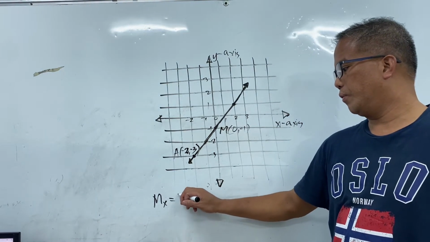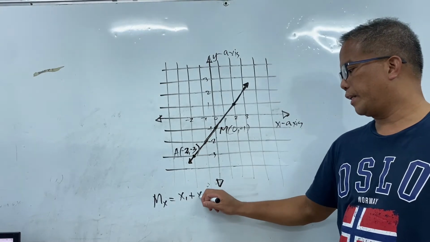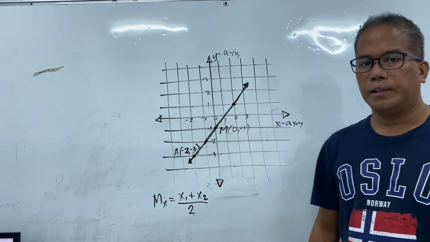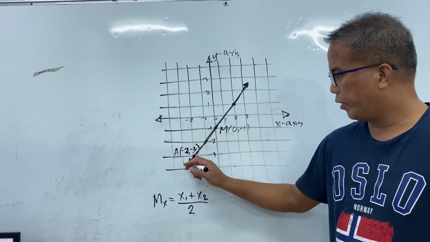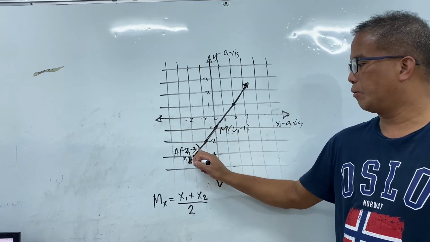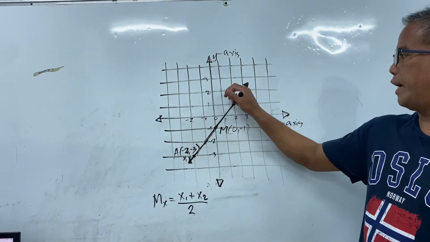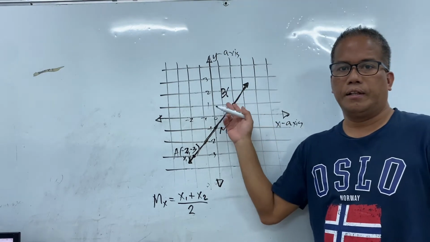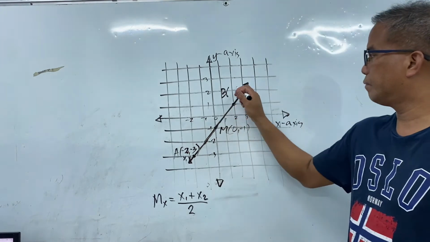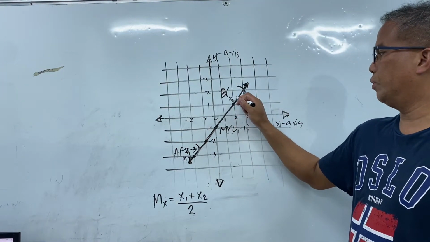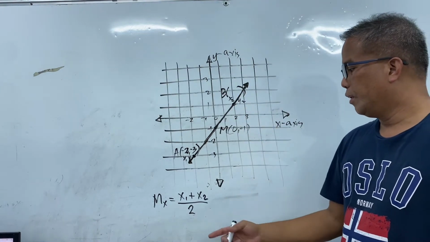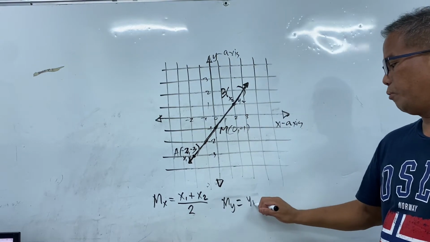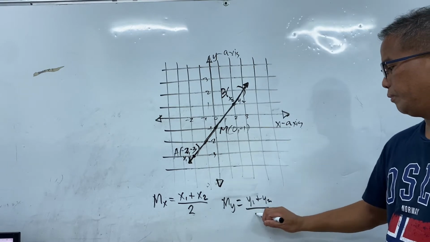Okay. So to find the midpoint, the formula that we are going to use: midpoint of x is equals to x sub 1 plus x sub 2 divided by 2. Let's say this is the first point, x sub 1, y sub 1. We will find the other point here, which we don't know yet. So this will serve as x sub 2, y sub 2. Use this formula for the y: midpoint of y is equals to y sub 1 plus y sub 2 divided by 2.